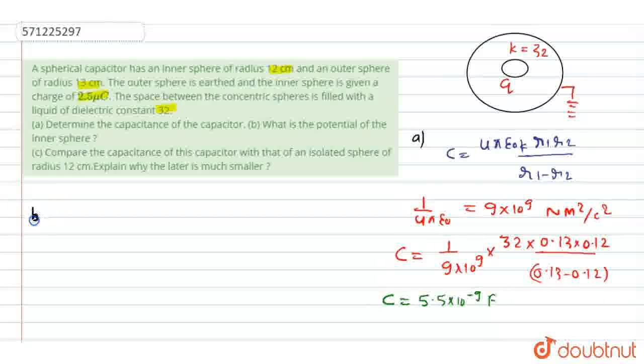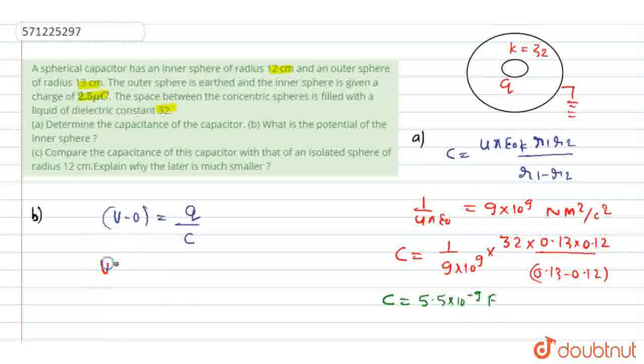Now we will see the second part. As you can see, this inner sphere is given a charge Q equal to 2.5 microcoulomb, and this outer sphere is connected to the earth. So the potential of the outer sphere will be 0, and for the inner sphere we need to find the potential. Suppose at the inner sphere the potential is V, so we get V minus 0 equals Q divided by C, where V is the potential at the inner surface.